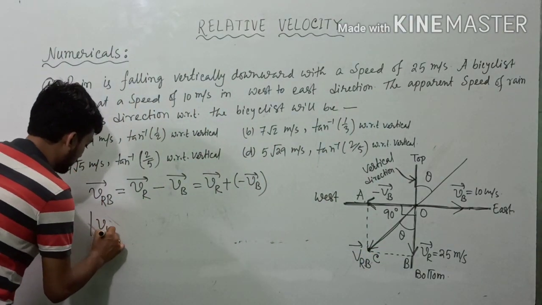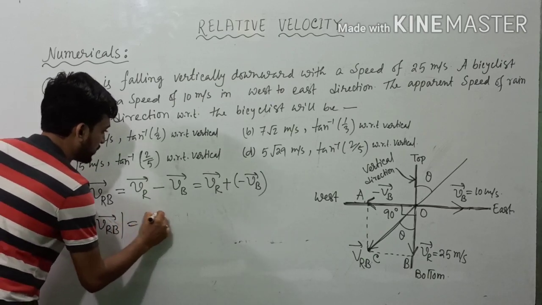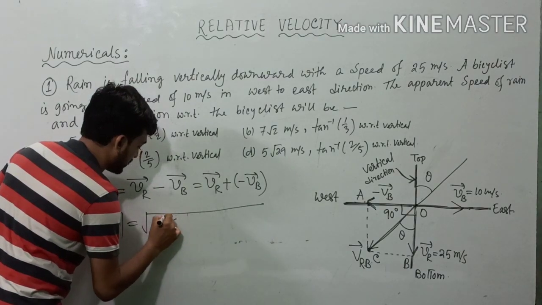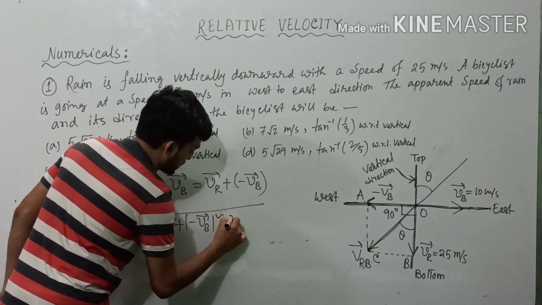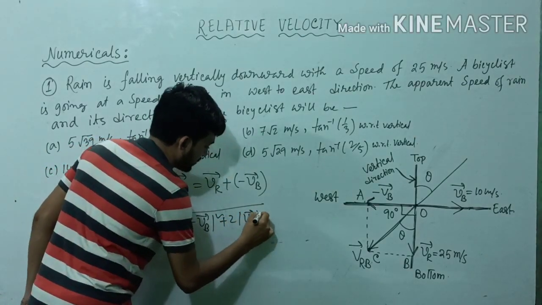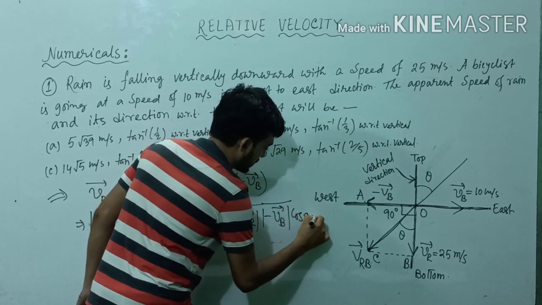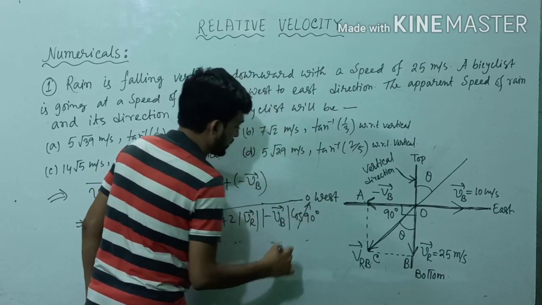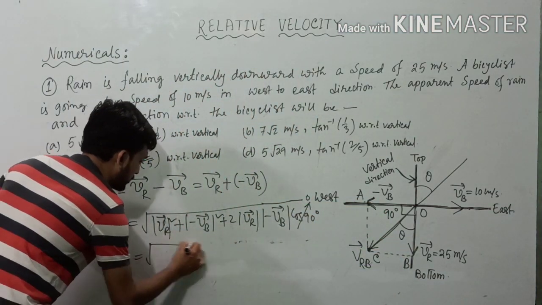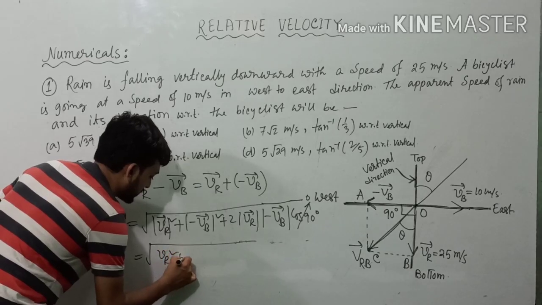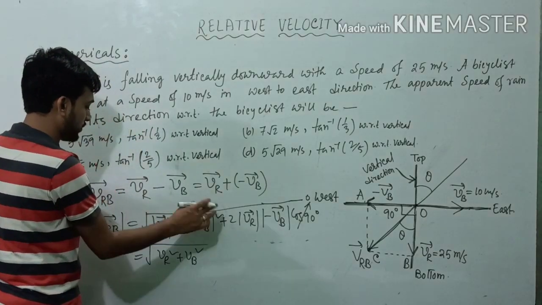So now mod VRB is equal to root over of VR square plus VB square plus 2 VR VB cos 90. Cos 90 is the angle between minus VB and VR. So on solving we will get VR square plus VB square. This minus will be gone as it is within the mod.